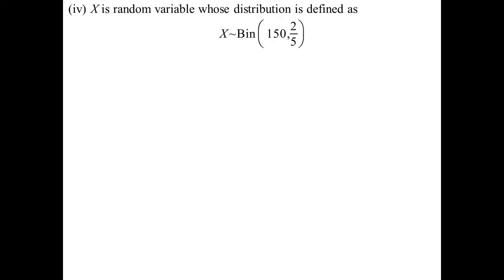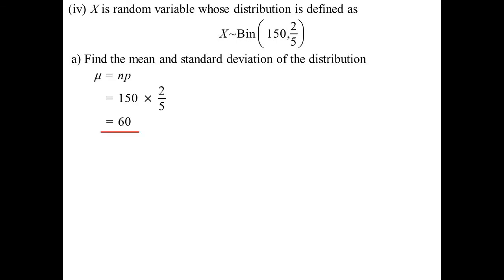Another example. X is a random variable. Its distribution is defined this way. We're going to repeat the trial 150 times. The probability of success is 2/5. Let's find the mean and standard deviation. The mean was n times p. So 150 times 2/5, 60. The expected value is the mean.